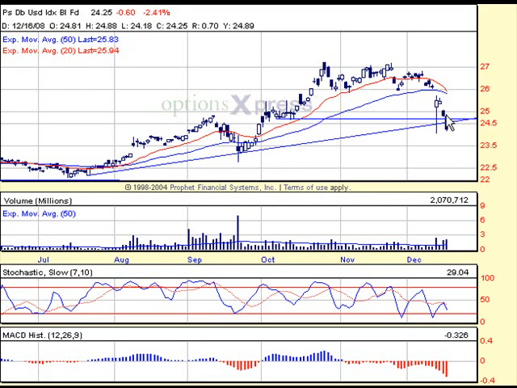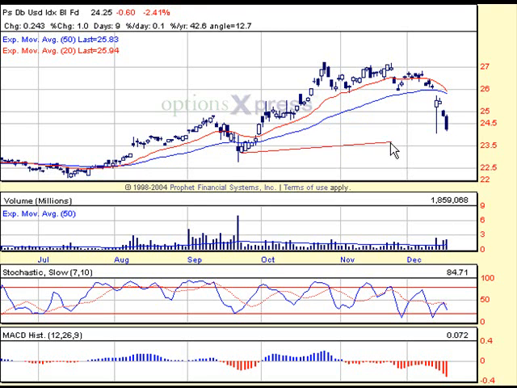So as you can see, this congestion area was relatively good support, but we just plummeted through that on relatively high volume today. If we do find some kind of support, we take out the lines, we probably can come back down to this area, which is roughly, I would say, the 23.30 area. So we might be able to find some kind of support there.